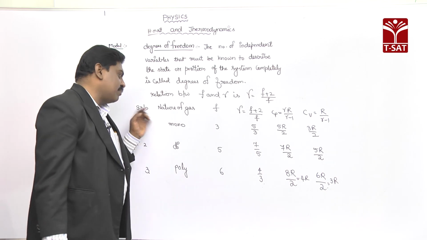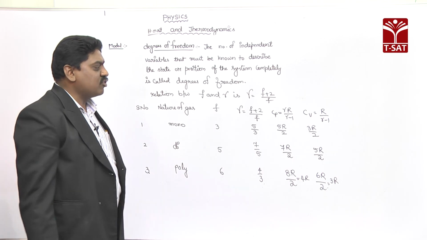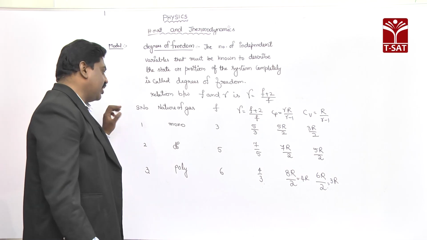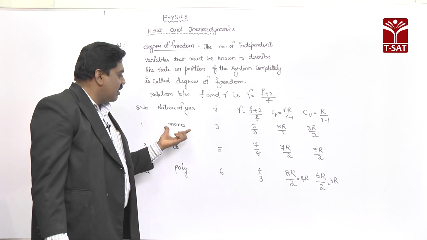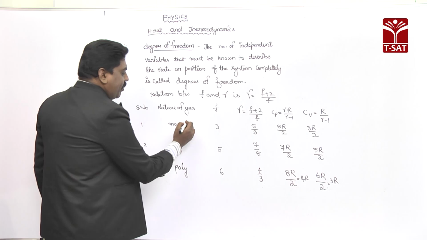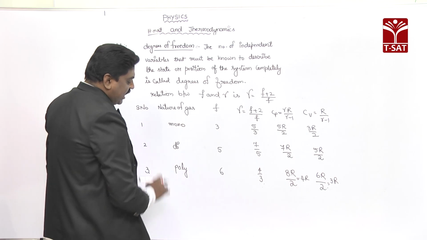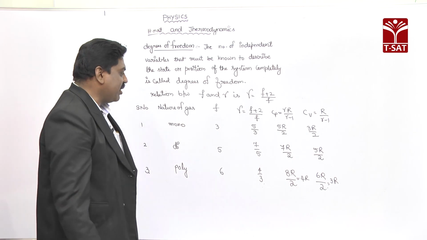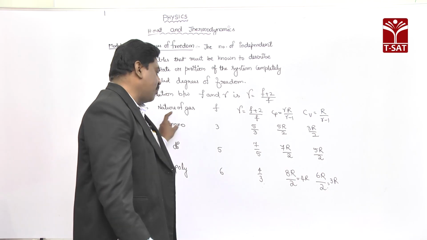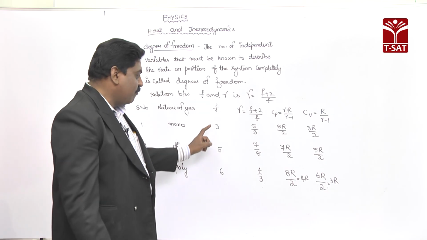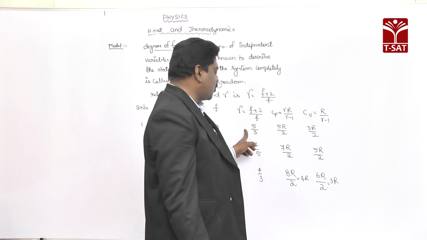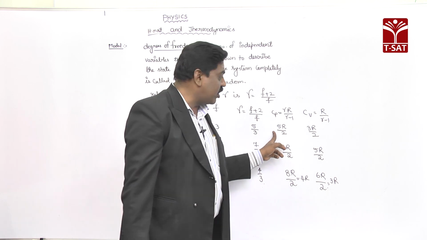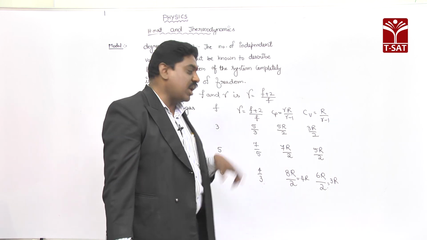Let us try to understand the nature of gas and the values of Cp, Cv and gamma. Let us say the first is monoatomic gas, the second is diatomic gas, and the third is polyatomic gas. In the case of monoatomic gas, the degrees of freedom is 3 and gamma is 5/3, Cp is 5R/2, Cv is 3R/2.